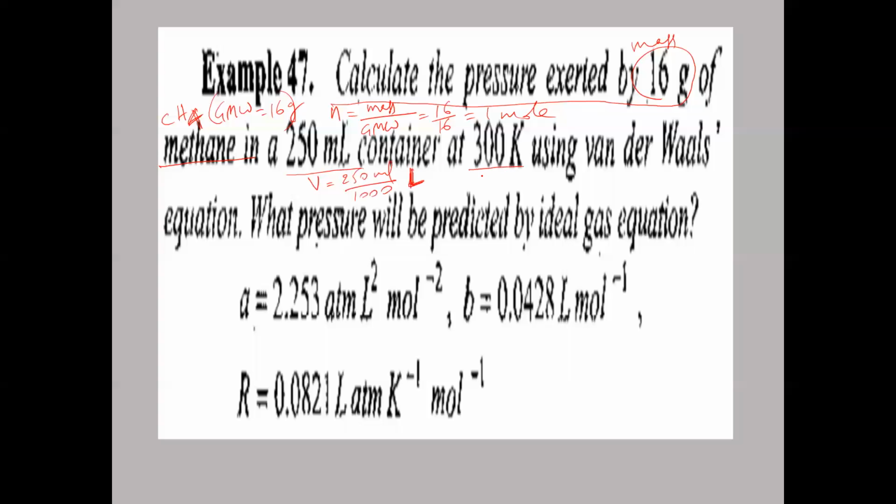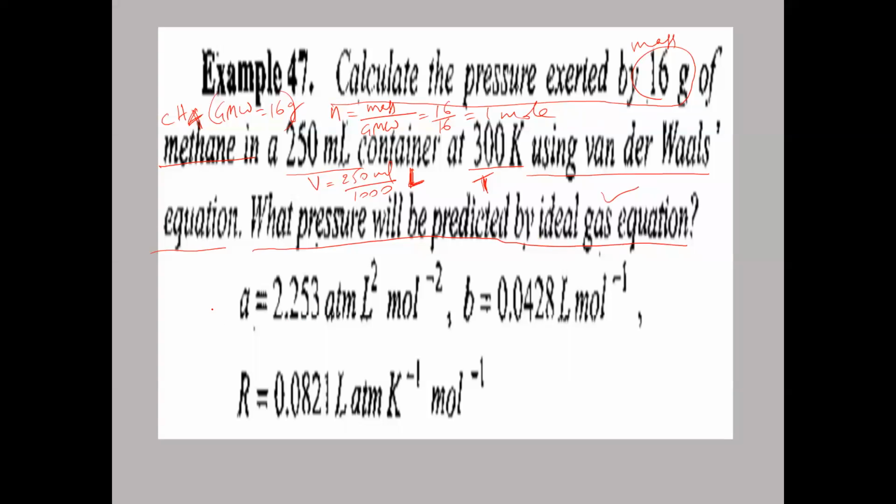And what is the temperature given here? 300 Kelvin. The temperature is already mentioned in Kelvin, so we need not convert. If centigrade temperature is given, we have to convert it into Kelvin. So calculate the pressure exerted using the Van der Waals equation. The given values are number of moles 1, volume, and temperature. Pressure we have to calculate. What pressure will be predicted by the ideal gas equation, and what pressure by the Van der Waals equation? Both we have to calculate.